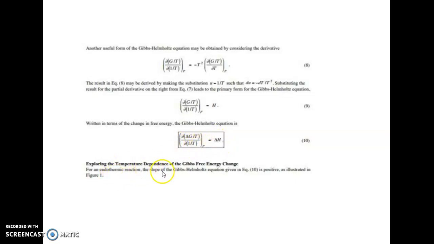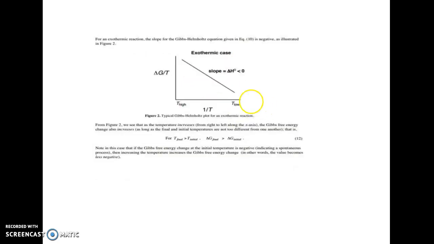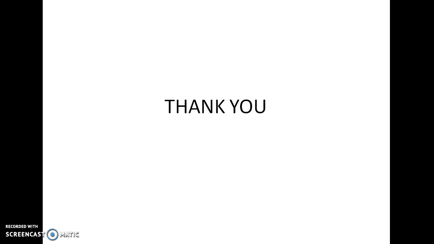Exploring the temperature dependence of Gibbs free energy, we can give equation 10, which is illustrated like this: ΔG upon T versus 1 upon T, where ΔH, the change in enthalpy, will be equal to the slope. In the endothermic case it will be greater than 0, whereas in the exothermic case it is lesser than 0. This is how we can give the applications of Gibbs free energy. Thank you one and all.